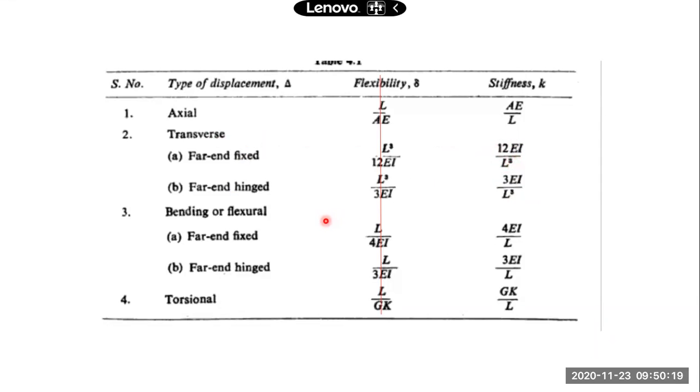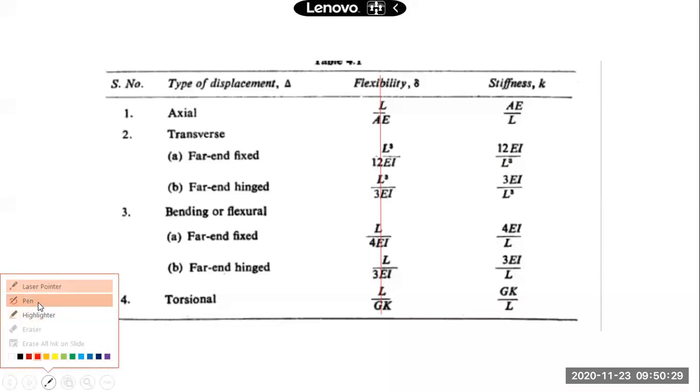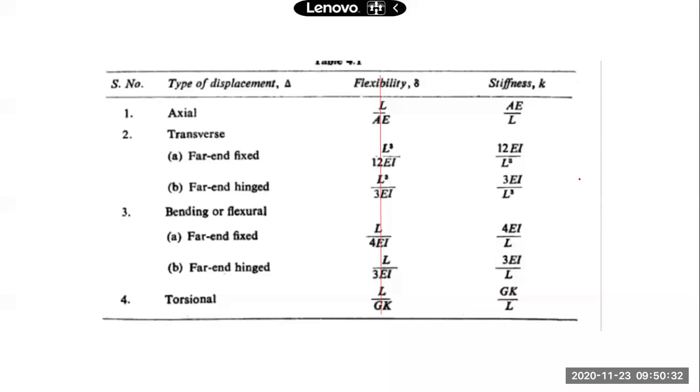Similarly, when it is a question of flexural or bending stiffness, it is 4 EI by L. You have already come across this 4 EI by L. If I want the bending stiffness coefficient over here, I apply unit rotation at one of the coordinates, without any rotation at the far end, then the force here will be 4 EI by L. If I substitute the properties of this member E, I and L, I'll get the value of the stiffness coefficient.